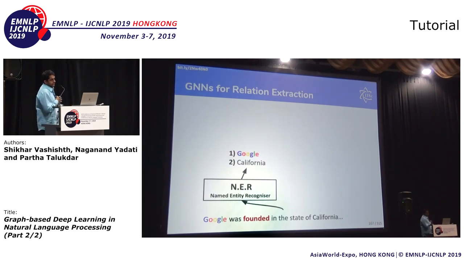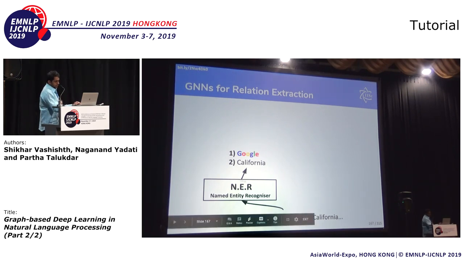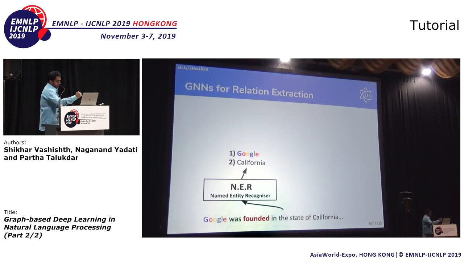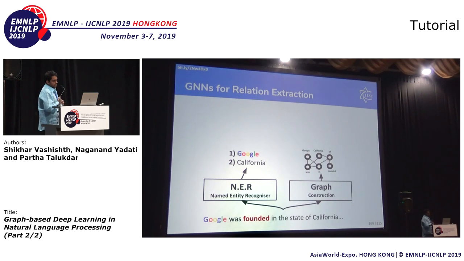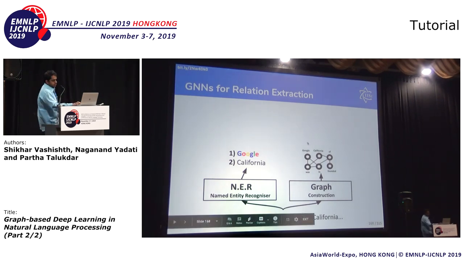So a simple GNN-based model for relation extraction will have some steps. One of those steps is the named entity recognizer, which will give us the named entities in the input sentence. As shown, for Google was founded in California, the named entities are Google and California. Now it also has a graph construction phase, where each word in the sentence becomes a node of the graph.